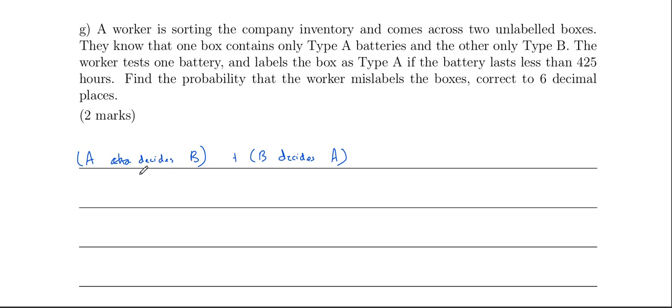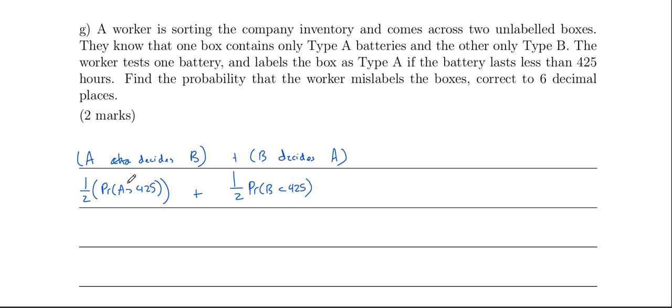So what is the probability that we choose the A box? Well, that's just a half. And then what's the probability that he decides that it's B? It's if the battery lasts more than 424 hours. So probability that A is greater than 425. And then plus probability that the box is B is a half. And the probability that he decides it's A is if B is less than 425.